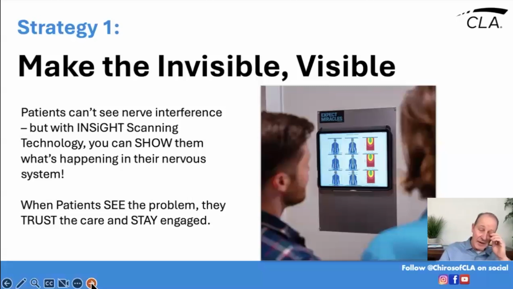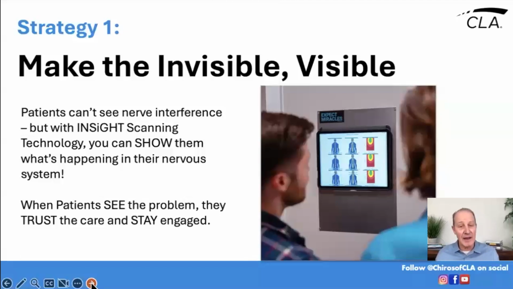So one of the things that we know is that this strategy of making the invisible visible really opens up the excitement and the opportunity for these patients to begin their journey, not only for themselves, but you can start to imagine that a parent wondering if their child is under some deep nerve interference should be scanned and should be evaluated.